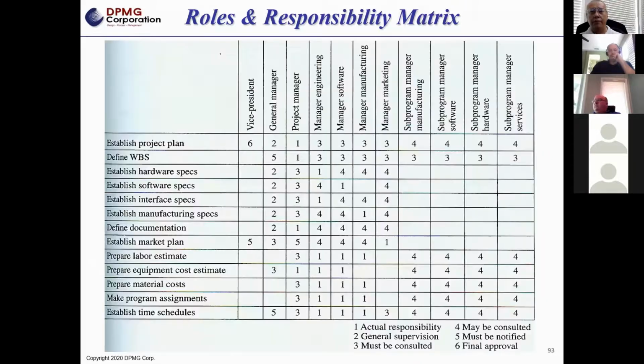Here's another one. Here they actually put numbers. Number 1 means actual responsibility. Number 2, general supervision. Number 3, must be consulted. My personal opinion, I don't like the consulted piece. I'd rather have them either review it or approve. That's it. But this is what they use. Must be notified. And so these guys had a lot of folks in the loop that didn't do anything. They were just informed. But that's up to them.